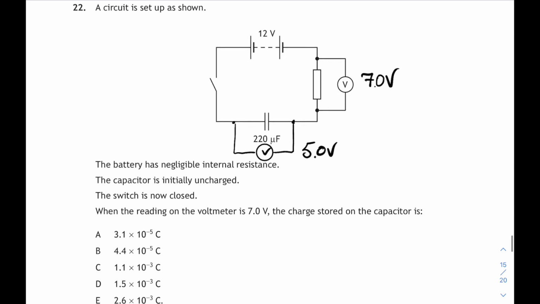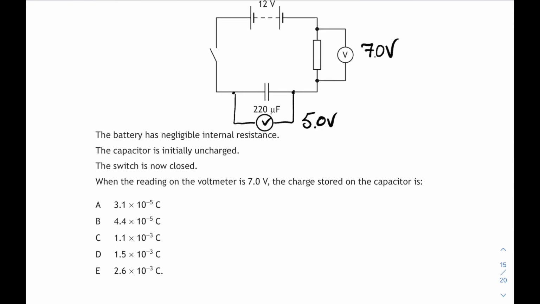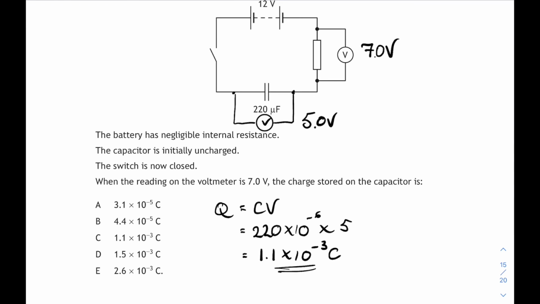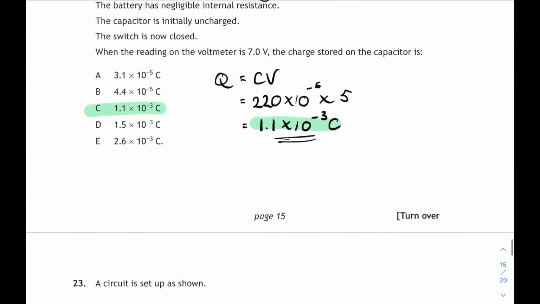And then to work out the charge stored on the capacitor, we go to our relationship sheet and we find the relationship Q equals CV. We know that the capacitance of the capacitor is 220 microfarads. That's 220 times 10 to the minus 6 times the 5 volts. That gives us an answer of 1.1 times 10 to the minus 3 coulombs. That corresponds to answer C. That's quite tricky. A lot of people would have used the 7 volts there and of course got one of the other answers.